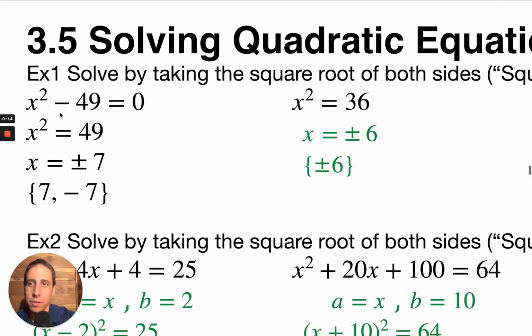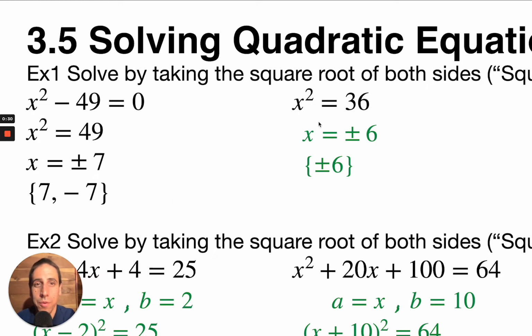Here, what we can do is undo the subtraction with addition. We're going to get this. We're going to undo the square with a radical, taking the square root of both sides. We get x is equal to plus or minus 7. And you can write the solutions like that if you want.